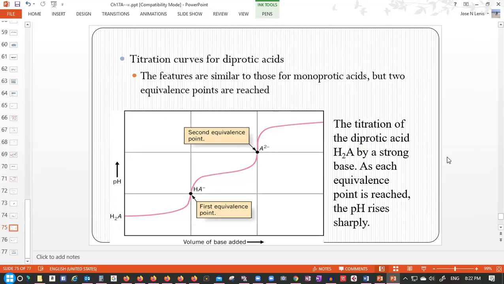And this is a typical graph for a polyprotic acid. When one acid has more than one proton, and you do a complete titration of the acid, you get a graph like this with 2 inflection points and 2 equivalence points. This is called the first equivalence point, for the titration of the first hydrogen of the polyprotic acid, and this is going to be the second equivalence point for the titration of the second hydrogen.